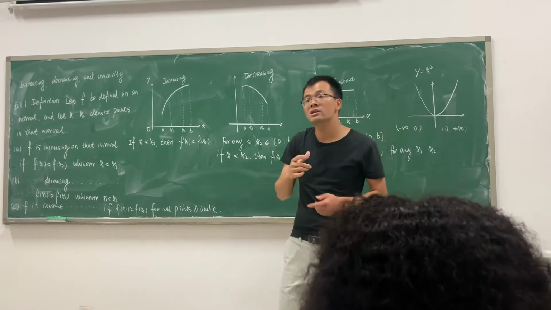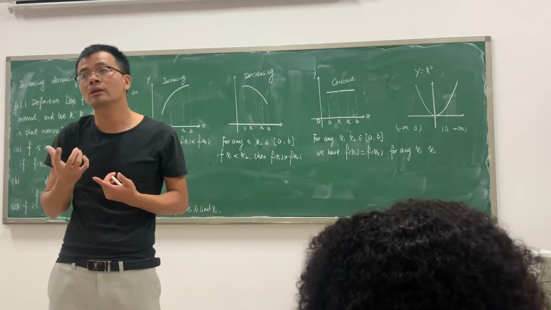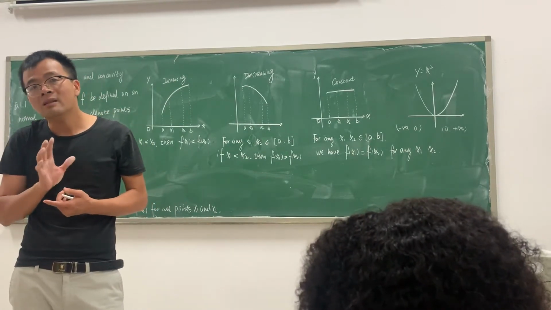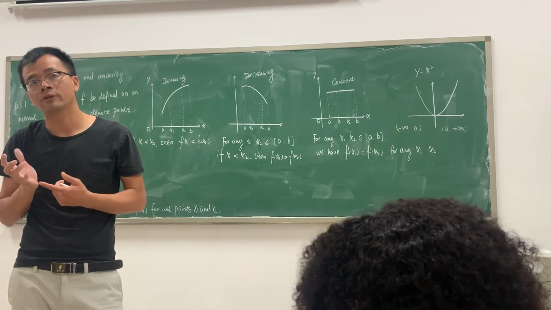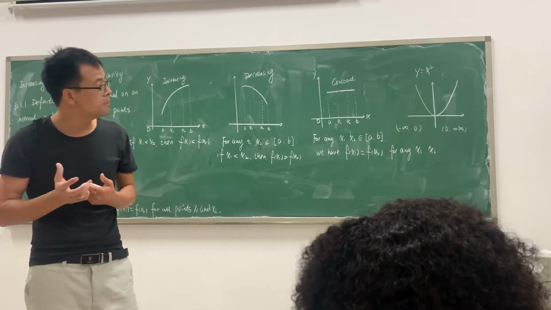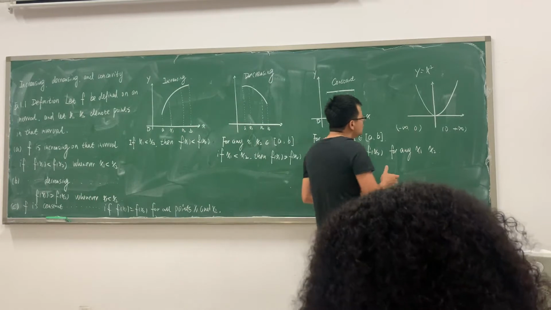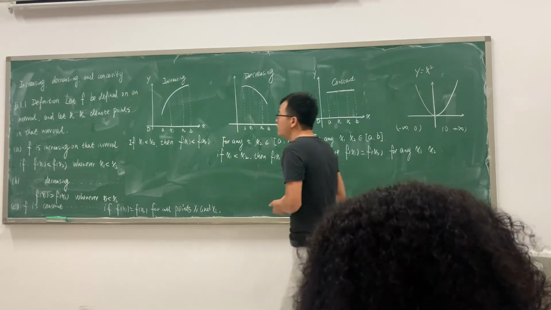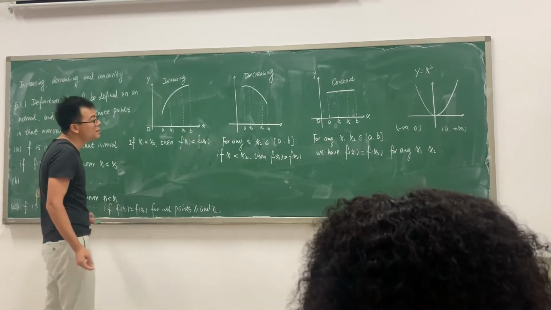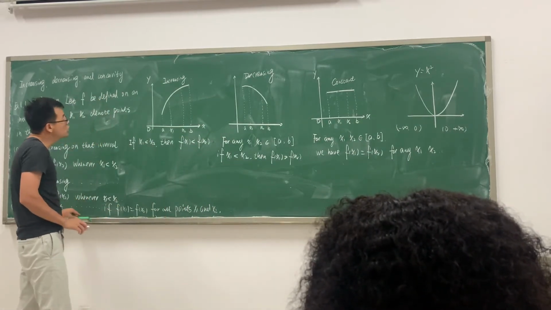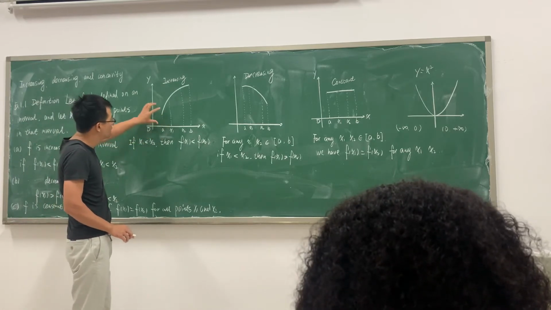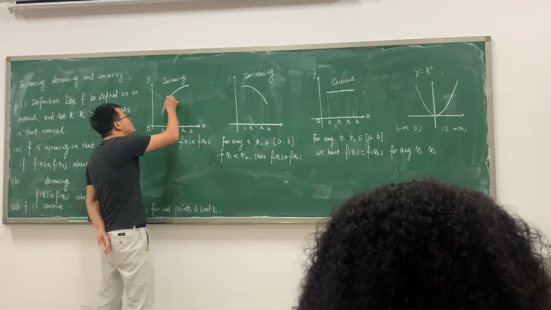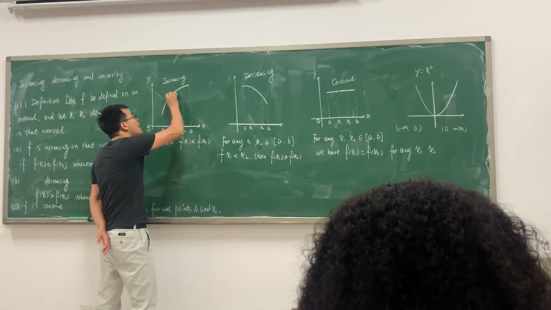If you can easily plot the graph, you can easily see the increasing and decreasing. But sometimes it's not easy to plot the graph. So how do we determine the increasing interval and the decreasing interval? Now we need to find another method, okay? Another method. For increasing, for this part, we can see here, if we look at the tangent line, okay?